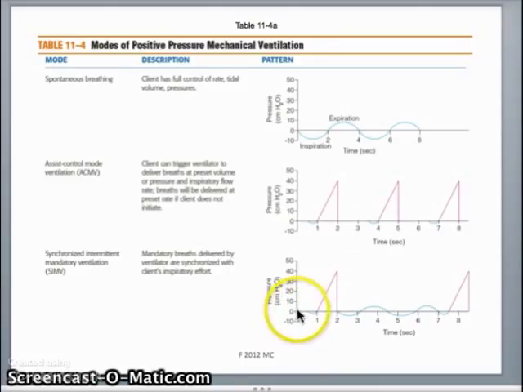Down here we have synchronized. So here we have a little teeny breath, okay, and it delivers a regular breath. And then we let the patient breathe on their own, okay, and then they have another supplemental breath, okay. So it's synchronized with the patient's breathing. It will only deliver a ventilator-supported breath every so often, and as you can see, it's much less frequent than for a patient on assist control. So complete controlled ventilation delivers the most, followed by assist control, and then synchronized.